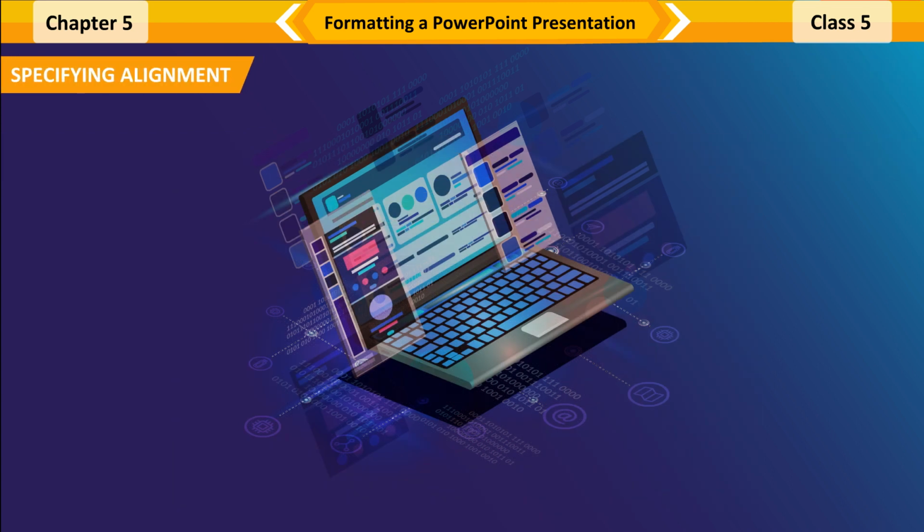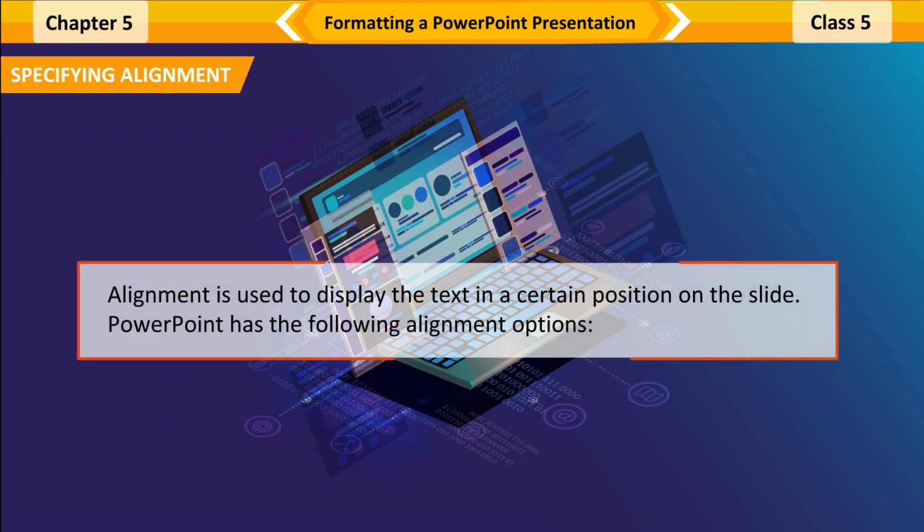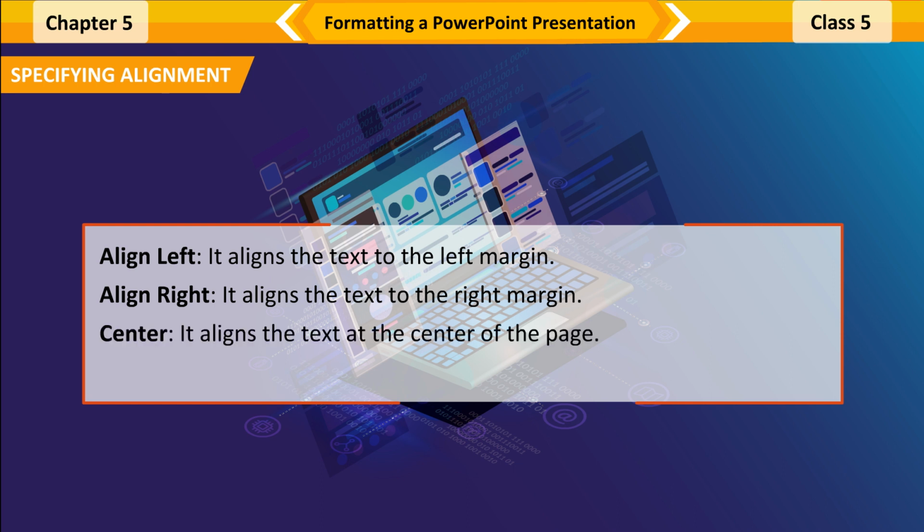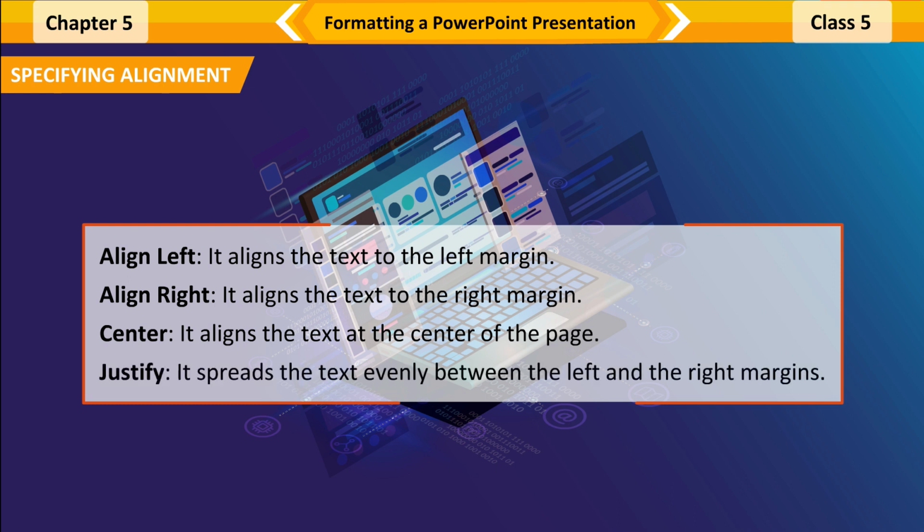Specifying alignment. Alignment is used to display the text in a certain position on the slide. PowerPoint has the following alignment options. Align left. It aligns the text to the left margin. Align right. It aligns the text to the right margin. Center. It aligns the text at the center of the page. Justify. It spreads the text evenly between the left and the right margins.